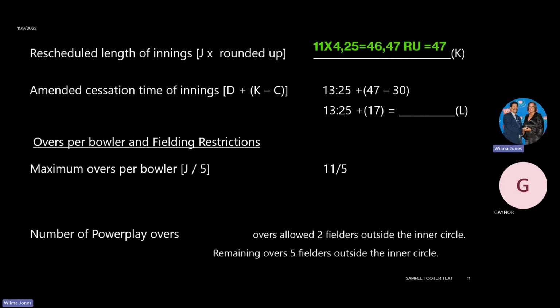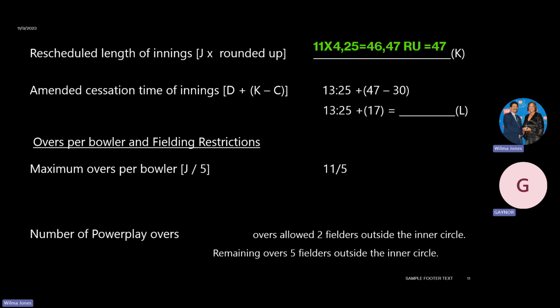So now we need to work out what is the amended cessation time of the innings. When will the second innings end? Remember, we started at 13:25, plus 47 minus 30. Can you recall where we got the 47 minutes? The 47 minutes is the rescheduled length of the innings.